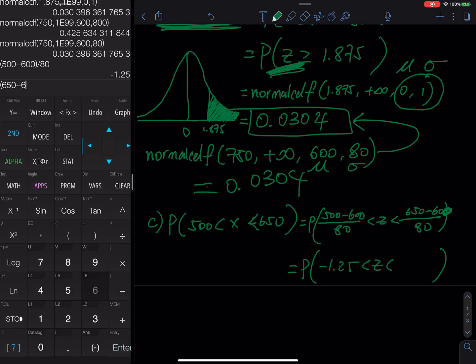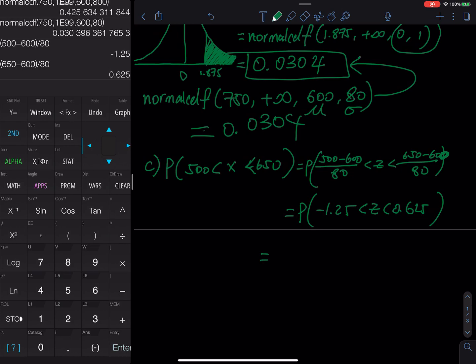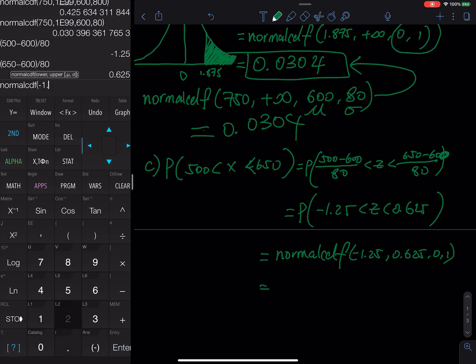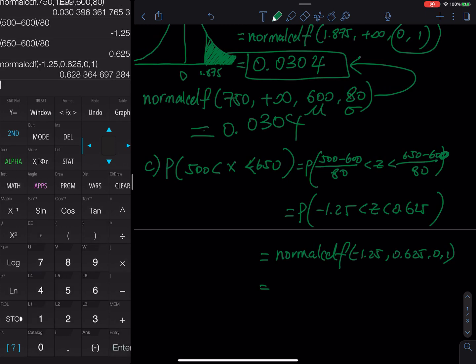650 minus 600 divided by 80, 0.625. And then the command is normal CDF, negative 1.25 to 0.625, and then 0, 1. So second, normal CDF, and then negative 1.25, comma, 0.625, comma, 0, comma, 1. That is 0.6284. That is your probability.